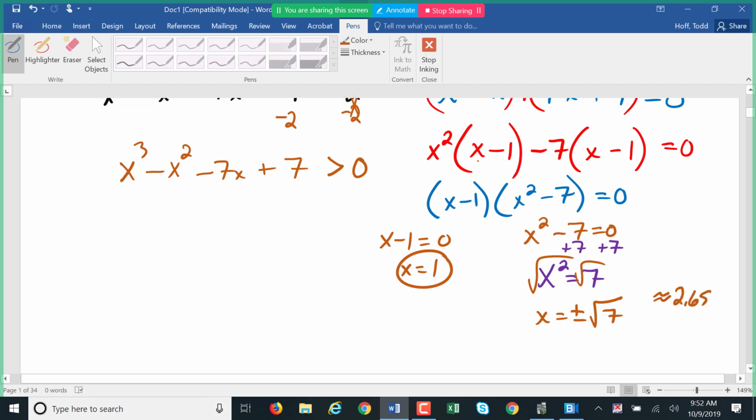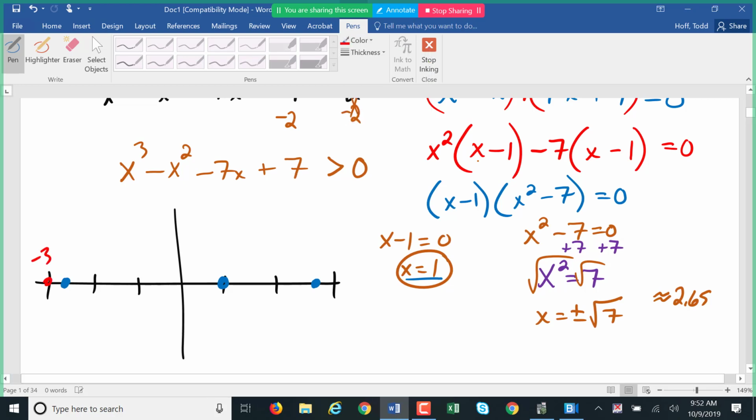So as I look at the graph of this, everything's positive. No, it's not. So there's my x-axis. I have the value of x equals 1, so that's a root right there. The negative square root of 7, so that's about negative 2.65, somewhere in there. And the positive square root of 7, so positive 2.65 is somewhere in there. So I have 4 regions that I need to test.